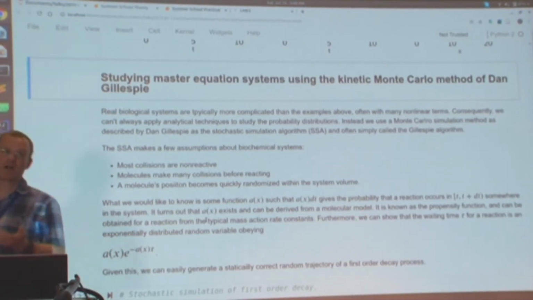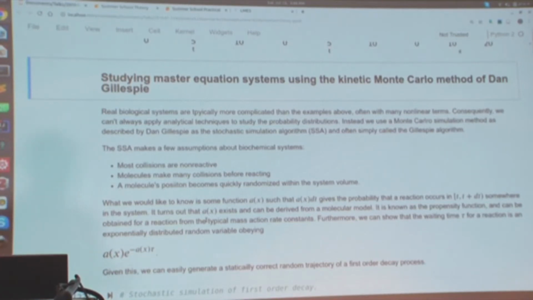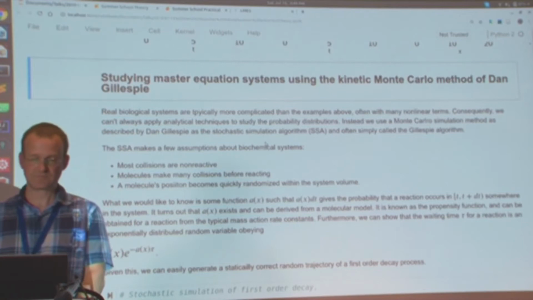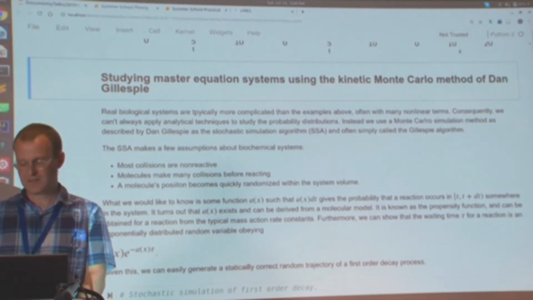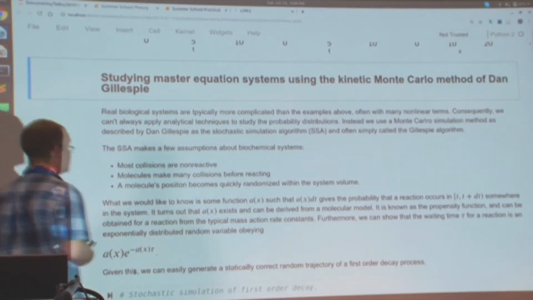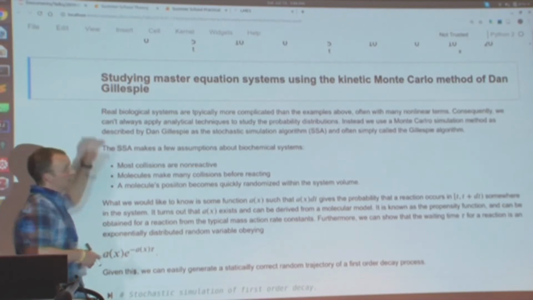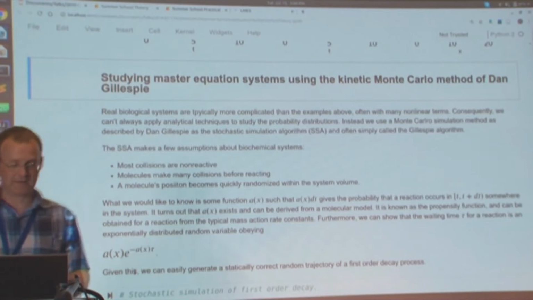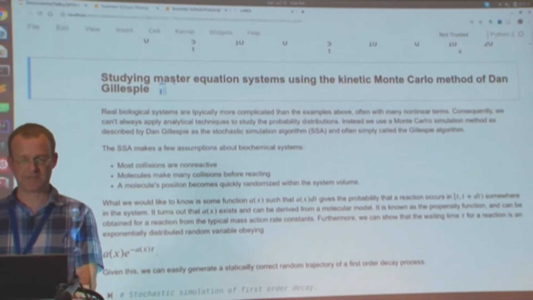But this gets very hard for systems of any kind of complexity because the size of the space just goes up so fast. So instead, we oftentimes use something that a lot of times is called the Gillespie algorithm, which is a way of sampling random trajectories of a particular system and then combining them to get statistical information.